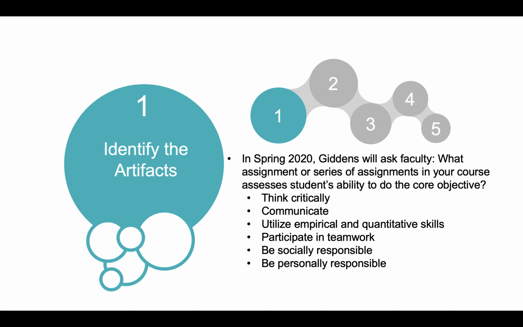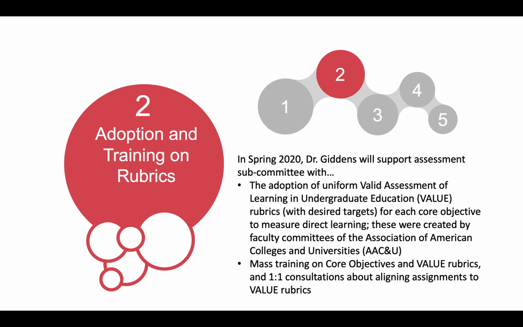So in spring 2020, I will ask the faculty what assignment or series of assignments in your course assesses the student's ability to do the core objective. And again, these are the 6 core objectives in the Texas core curriculum. So I will simply send out an email to the faculty teaching these classes to ask them, what are the assignments that you're using to assess the student's ability to do the core objective? That's step 1.